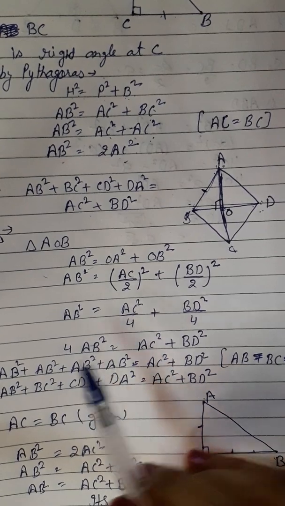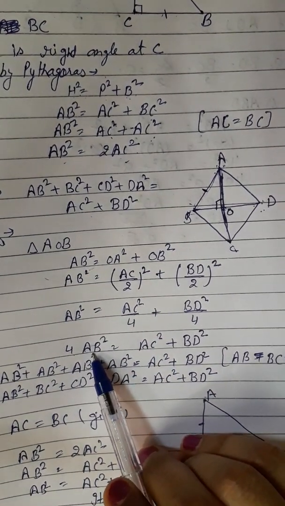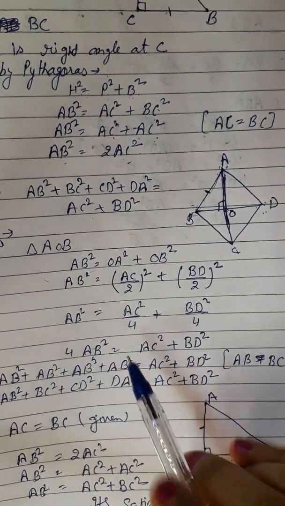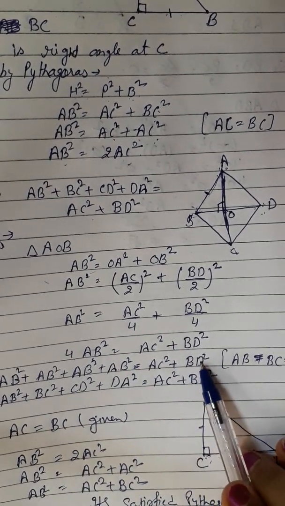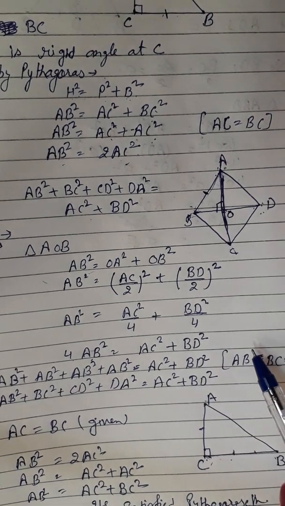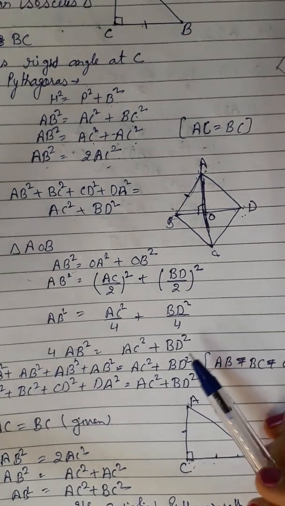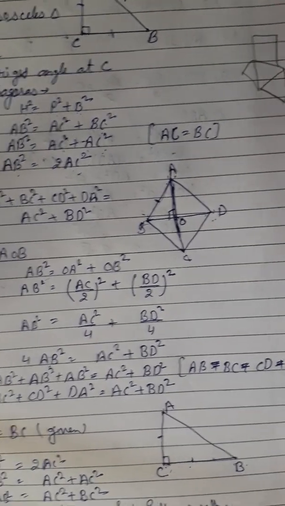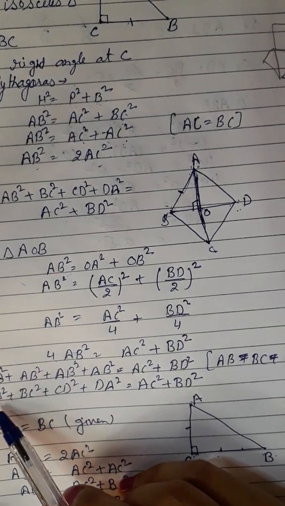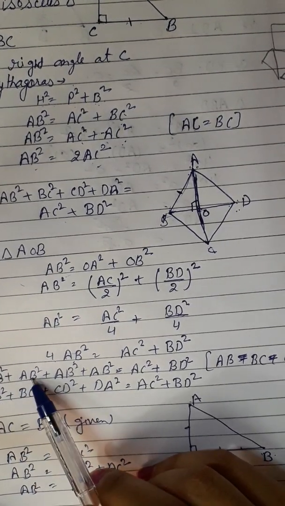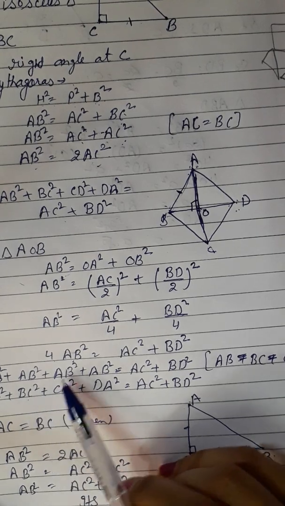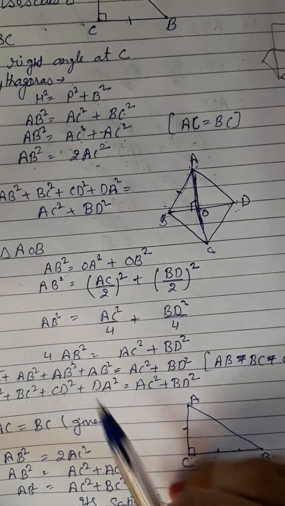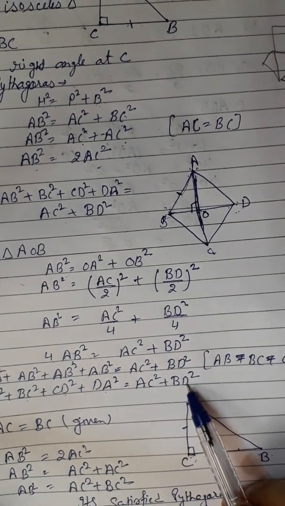Okay. After that it's 4 times AB square. It mean I can write it 4 times: AB square plus AB square plus AB square plus AB square. And in this side same as it is AC square plus BD square. And in rhombus we know that all its sides are equal. So it mean AB equal to BC equal to CD equal to DA. So now I can exchange the sides. So AB square as it is, one AB square I can write BC square, one AB square I can write CD square, and in this place I can write DA square. And in this side same as it is AC square plus BD square.